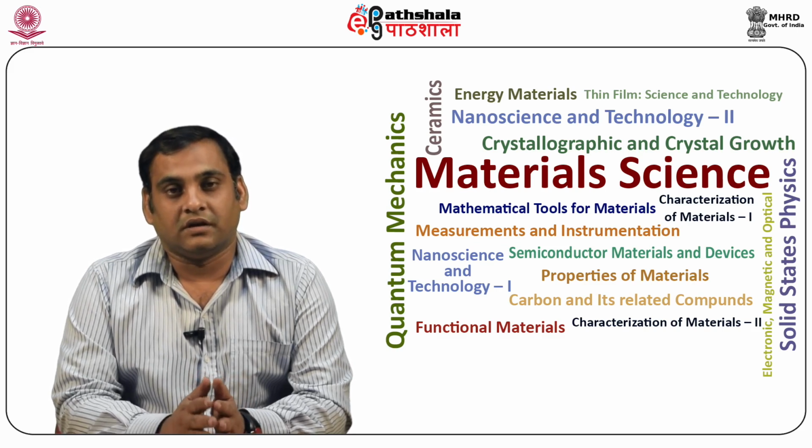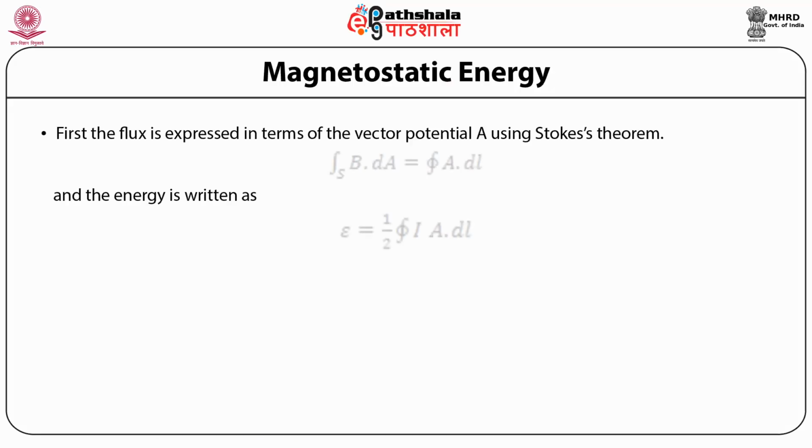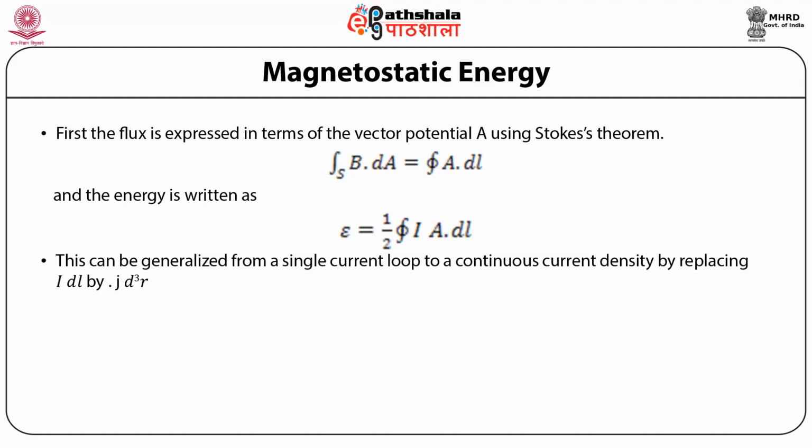The same energy can be associated with the field in space created by the current in the inductor. First, the flux is expressed in terms of the vector potential A using Stokes theorem. The surface integral of B dot dA is equal to the closed loop integral of A dot dl, and the energy is written as epsilon equal to half of the closed loop integral of I A dot dl. This can be generalized from a single current loop to a continuous current density by replacing I dl by J d cubed r.